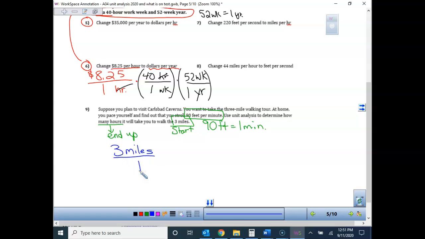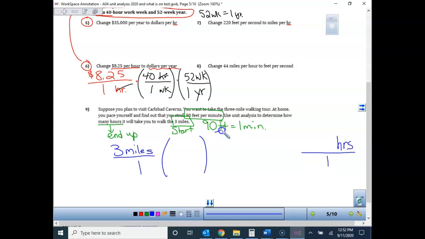Over 1. That's all it is. It's not a rate. It's not like dollars per hour where it's a rate. It's just simply 3 miles. And you are going to be multiplying by some things, but our answer, we want to know how many hours. So when you think about that, I want the unit hours to be totally in my numerator by the end of the problem, right? So, 3 miles.